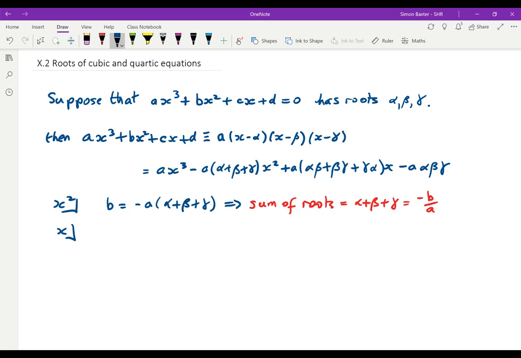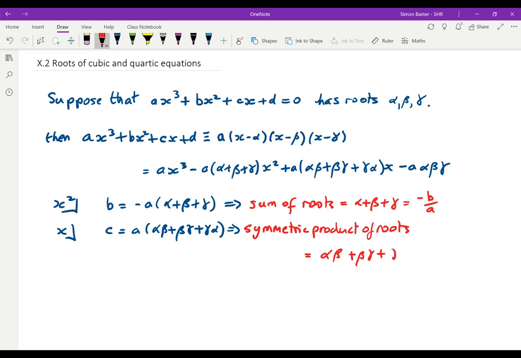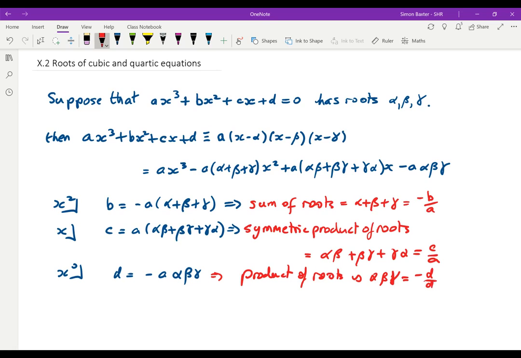If we look at x, we will find that the coefficient of x is c on that side, a times alpha beta plus beta gamma plus gamma alpha. That is called the symmetric product of the roots. And that is alpha beta plus beta gamma plus gamma alpha, and that is c over a. And if we look at the constant term, or the coefficient of x to the naught, we get that d is equal to minus a alpha beta gamma. And so that gives us that the ordinary product of the roots, alpha beta gamma, is equal to minus d over a.